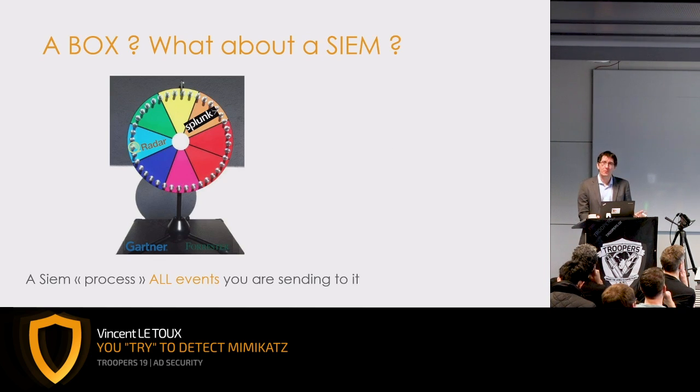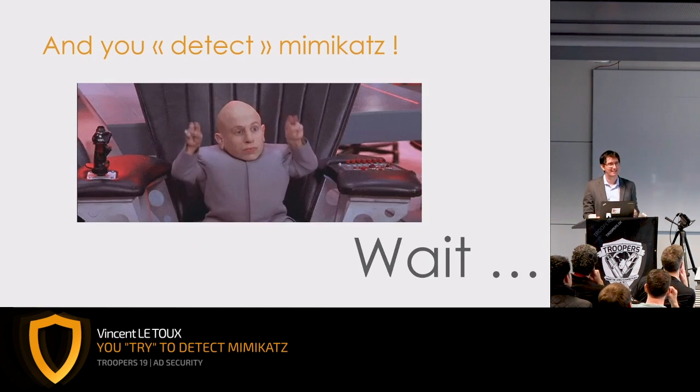So you want a box? Pick one. I mean, usually what is going on in big companies, you have a report from Gartner, Forrester, and you have a graph which explains, you want to pick the best one? Pick this one. So basically you have to choose between QRadar or Splunk, depending on your setup. And it's a magical process which will process all events magically, and it will detect mimikatz.